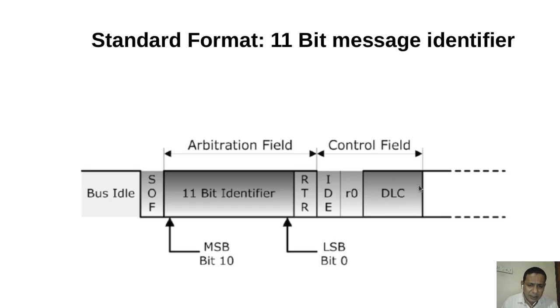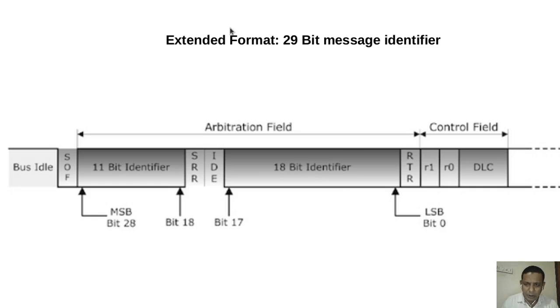This is the DLC, data length code. That is, it can be from 0 to 8. The data length code is a 4-bit code. So here this is the extended frame format with a 29-bit message identifier.